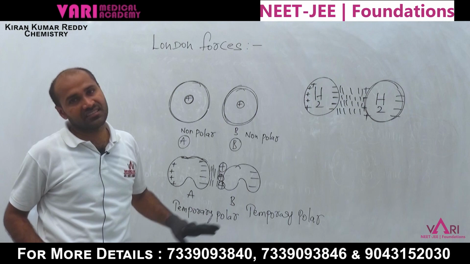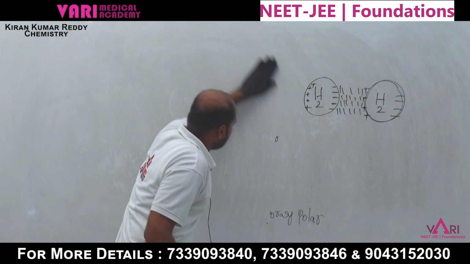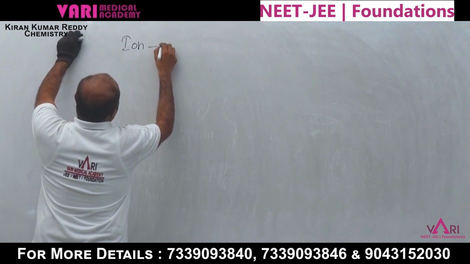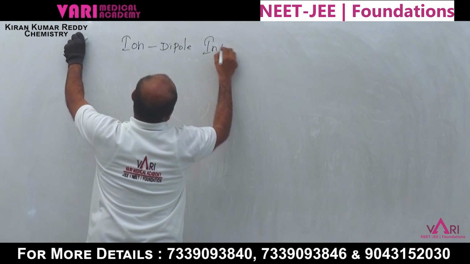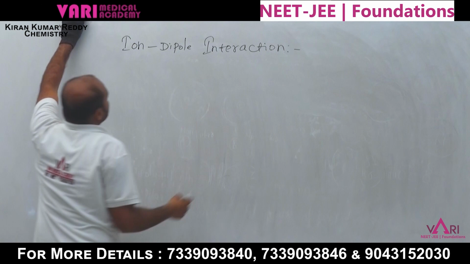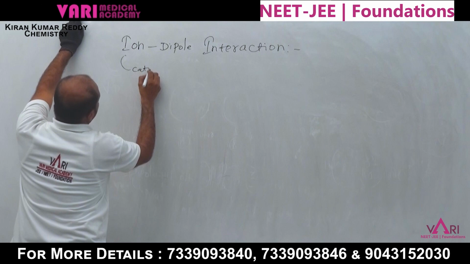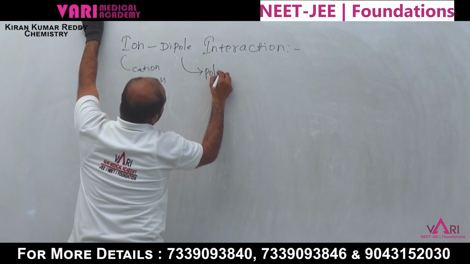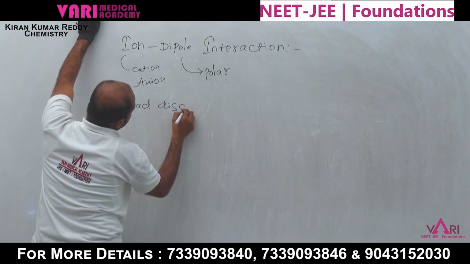Next one is ion dipole interaction. Write down an example. What is ion dipole interaction? A cation or anion interacting with a dipole, meaning a polar molecule. For example, NaCl dissolved in water, because water is polar.